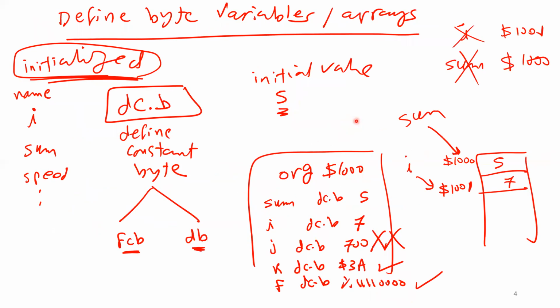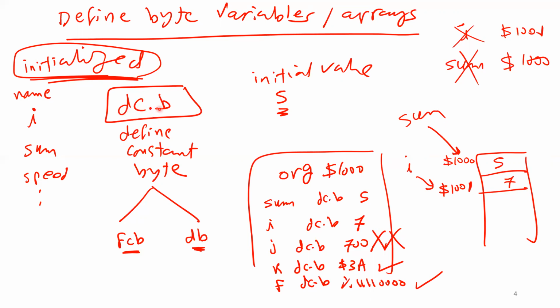Now let's start with byte. I'm going to show how you can define byte variables and arrays, and I'm going to start with initialized ones. It should be written this way, guys. Here, first you have to put a name, for example I, sum, speed, whatever, any name, similar to what you do in any programming language. Is that okay? And then you have to write this instruction, or directive to be more accurate.